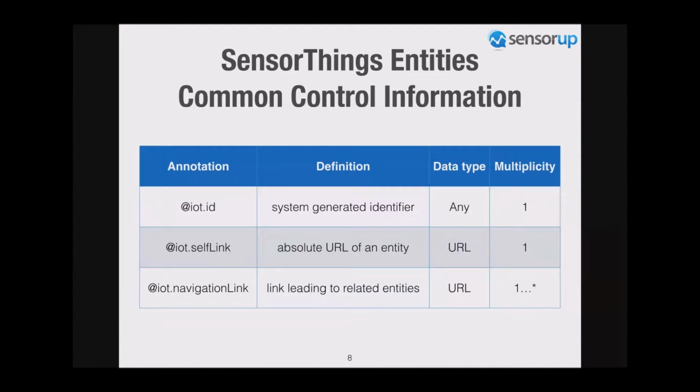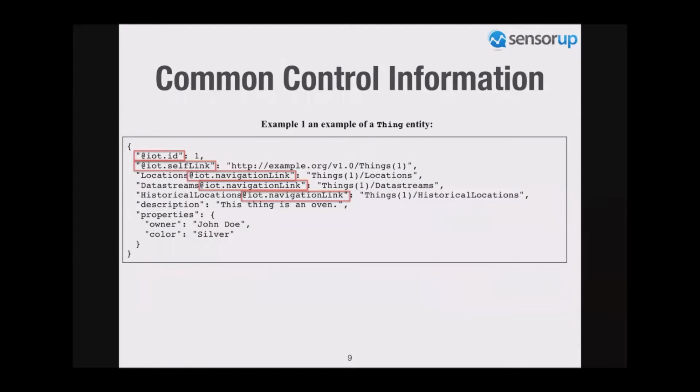For example, the Thing has 0 to many Datastreams. So when you look at the Thing entity, it has a navigation link that allows you to link to the 0 to many Datastreams. Let me show you an example. So this is a Thing entity example. The red box, the first one, is the ID. In this case, ID is 1. And actually, the type of ID can be any. It could be a UUID, a string, an integer or double, whatever. The second box is the self-link. That is the link that allows you to link to this Thing. So URL/Things(1).